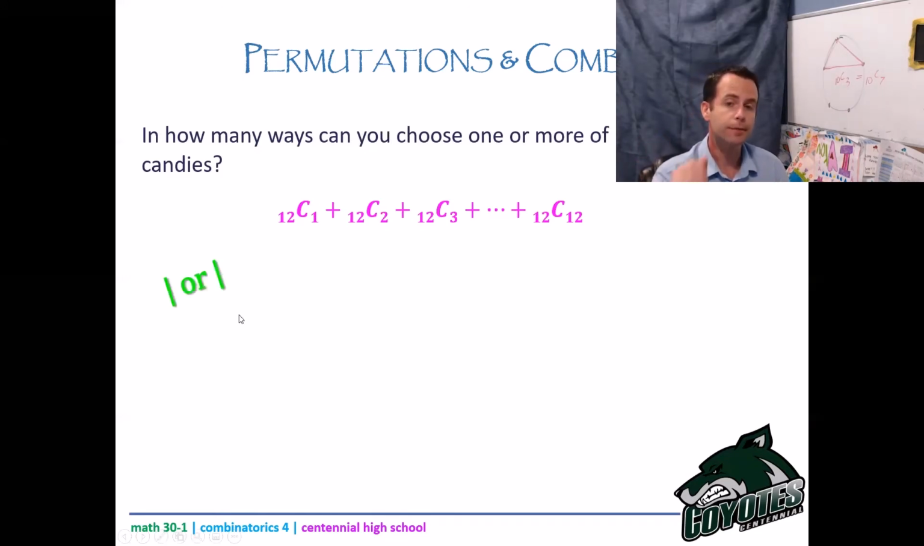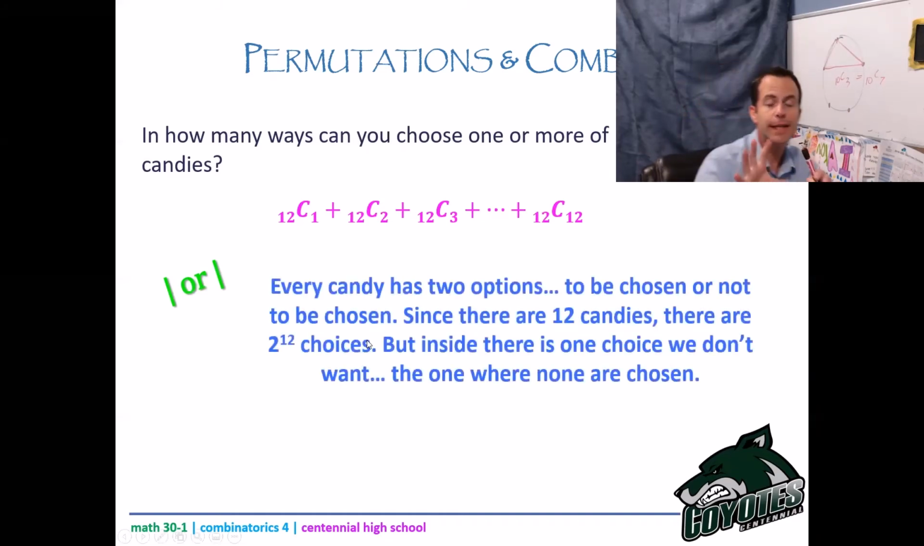I'm going to throw another visual at you to see if you like this way better. I'm going to say, okay, every candy itself has two options, to choose or not to choose, okay? So I could think of it almost like a fundamental counting principle where I have 12 different slots. The first slot is for the first candy, and I have two options for that first candy, choose it or don't choose it. Then I have two options for the second candy, choose it or don't choose it. So very quickly that becomes 2 times 2 times 2 times 2 times 2, or 2 to the 12, because I have 12 different candies.